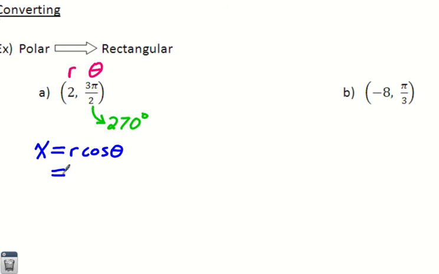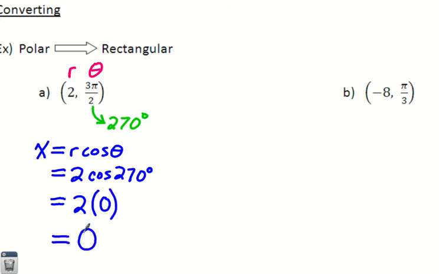And so x is going to equal, let's see, r was 2. Theta is 270 degrees. Now you could feel free to check your cheat chart. What is the cosine of 270 degrees? That should say 0 on your chart. And so 2 times 0 is 0. So your x coordinate is going to be 0.